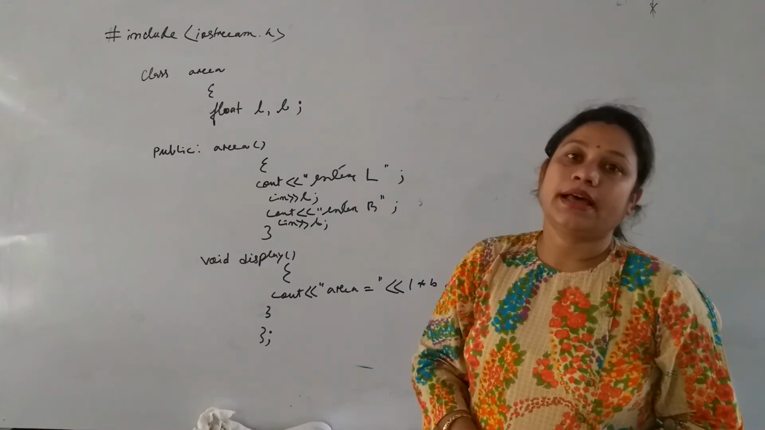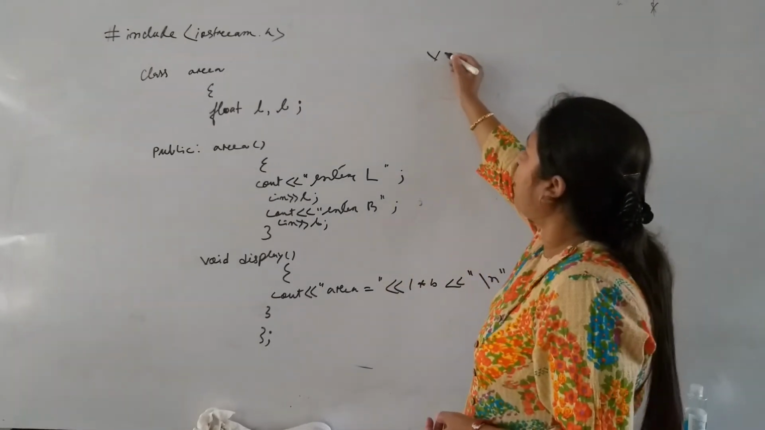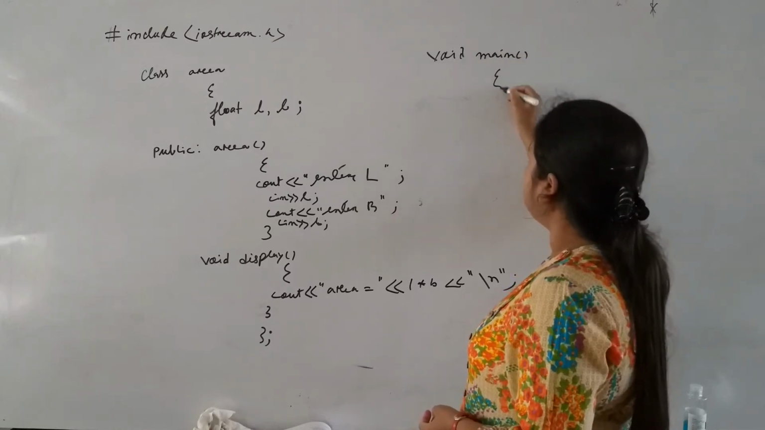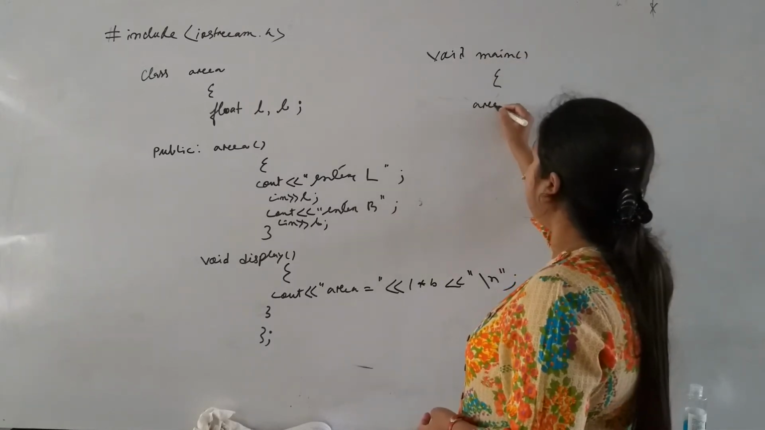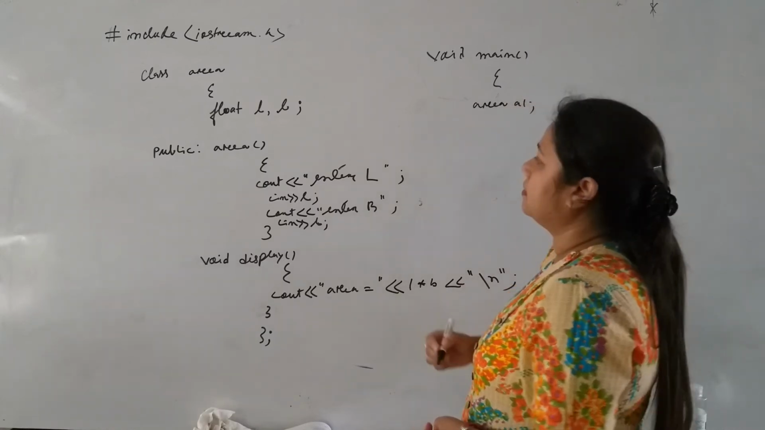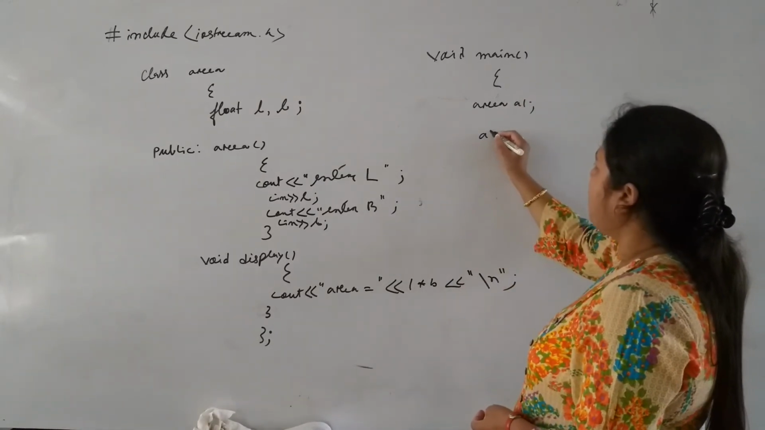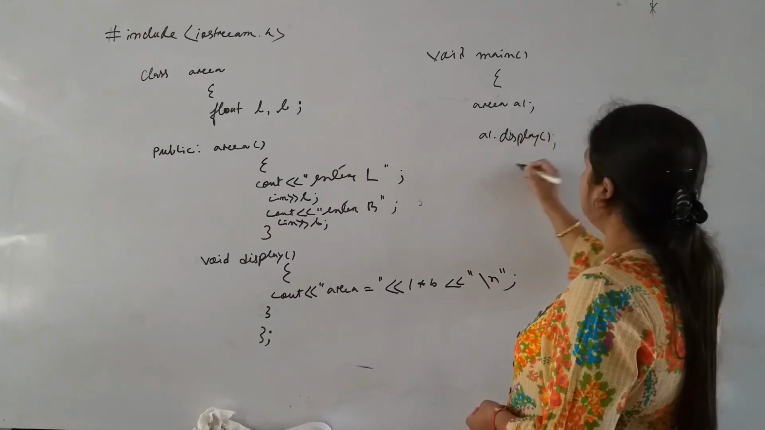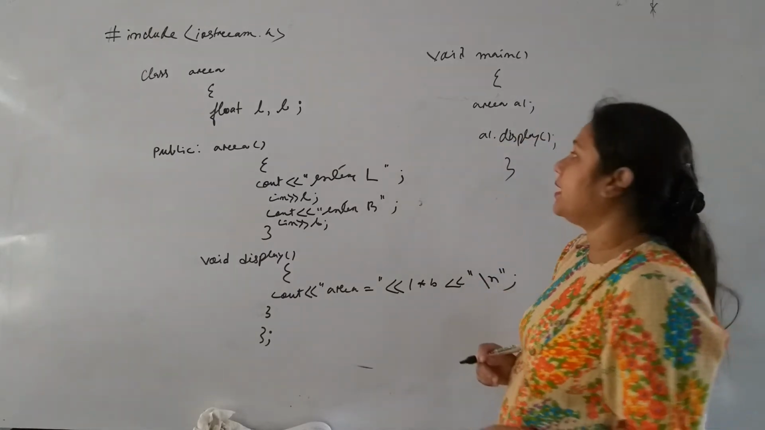Now time to declare the main function. So void main, begin, area A1, okay, A1 dot display, end of the program. Now look at student.